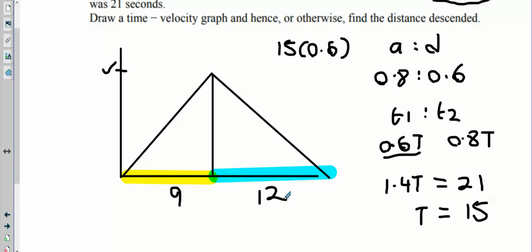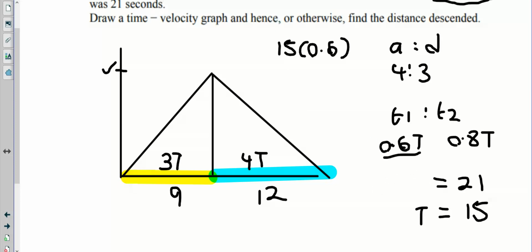9 and 12. Now, the way I did it was I actually did a ratio of 4 is to 3. See the 0.8 and the 0.6? I divided the two of them into each other and I figured out that it's 4 is to 3. So I did 3T for the first section and 4T for the second section. What happens when I add 3 and 4 together? 7T. And then 7T would be 21, which means my T would have been what? 3. And then I did the same thing. I multiplied 3 by 3 to get 9, and then 4 by 3 to get 12.